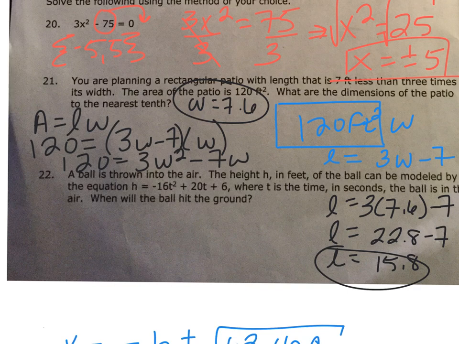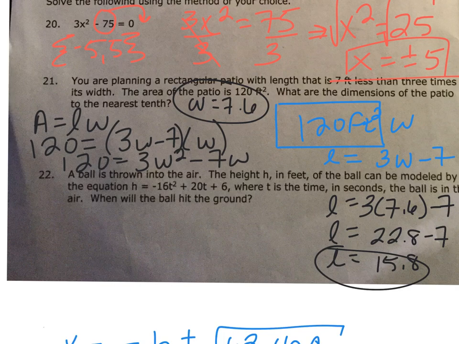If you graphed it, you would have got the 7.6 and the negative 5.3. So at that point, you needed to say, well, length has to be positive, so I'm going to use the 7.6 and then go figure out the length. I used the formula I wrote for length, but I suppose you could do 120 divided by 7.6. I hadn't thought of that. And you get 15.78, etc. So you'd also get 15.8. You could have done it that way as well.